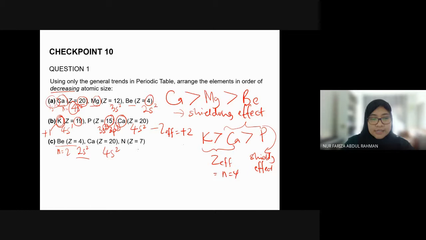For nitrogen, the period will be, the partial electronic configuration would be 2s2 2p3.